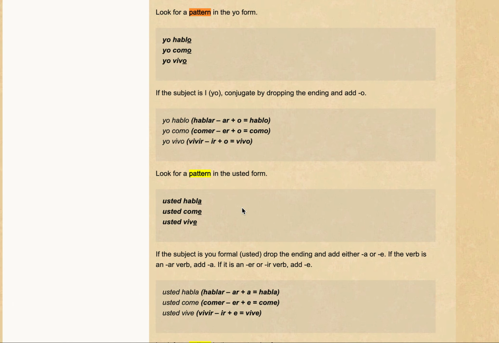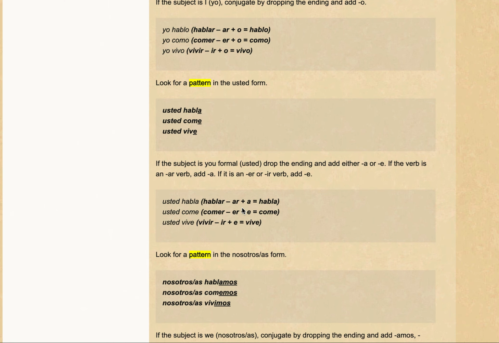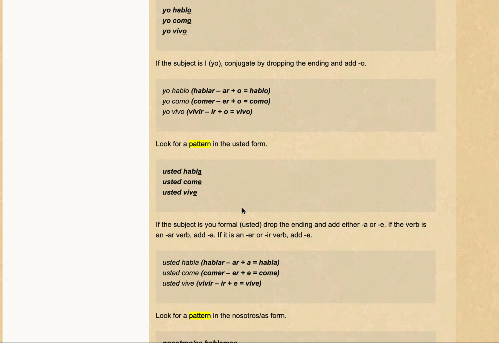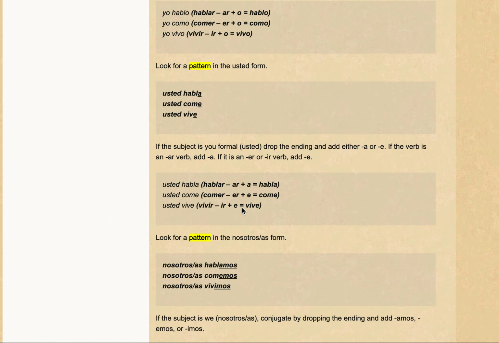So we've seen yo, we have seen usted, which is you, and we've seen nosotros, which is we. In the next video, we'll be taking a look at the last form.